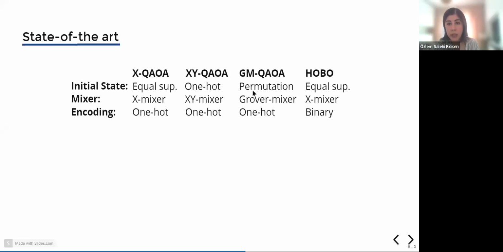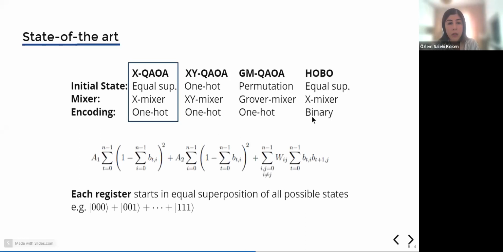I will explain each. You can see that they are different in terms of the initial state and mixer they are using. And also we have a higher order binary optimization version where we use binary encoding. And so this is ordinary QAOA for TSP. You start in equal superposition and you use the X mixer. So this is ordinary QAOA, we call this XQAOA.